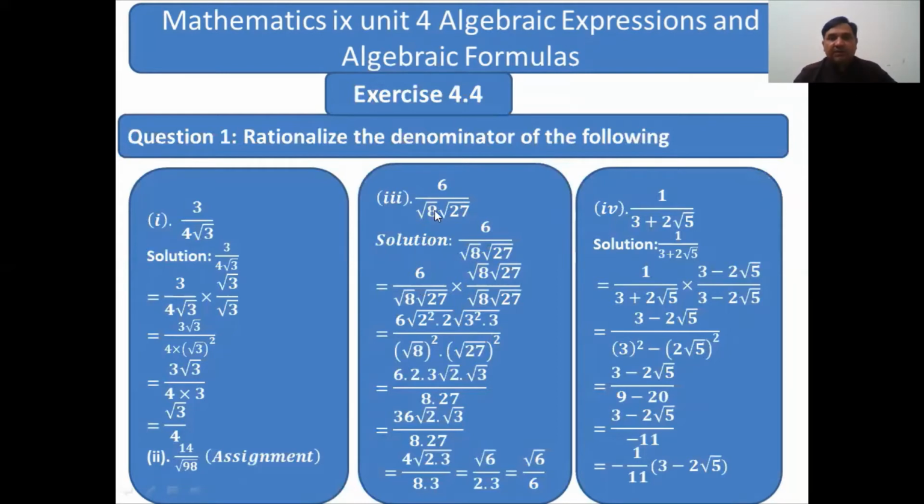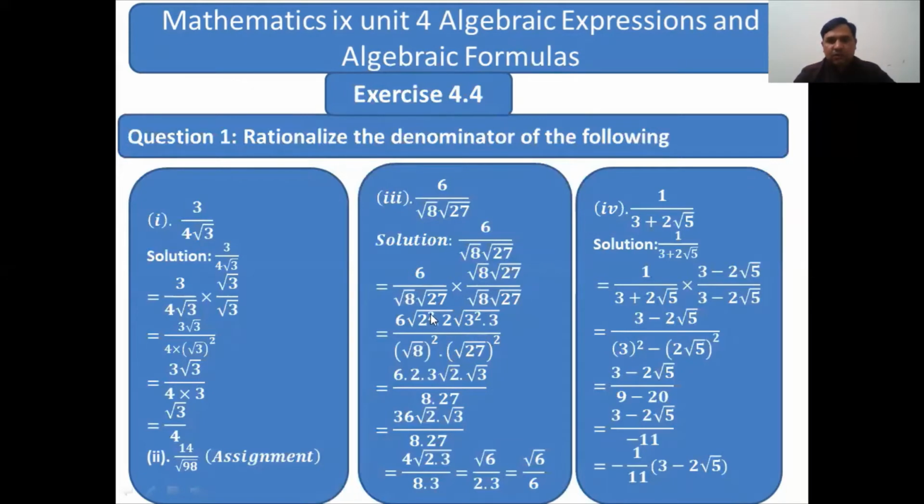6 divided by square root of 8 times square root of 27. So we have to rationalize the denominator. For this, we have to multiply and divide with square root of 8 times square root of 27. So multiplying and dividing by this term. 8 can be written as 2 square times 2, and 27 can be written as 3 square times 3. Here is square root of 8 and square root of 8, so we can write square root of 8 square. Here is square root of 27 and also square root of 27, so we can write this as square root of 27 whole square.